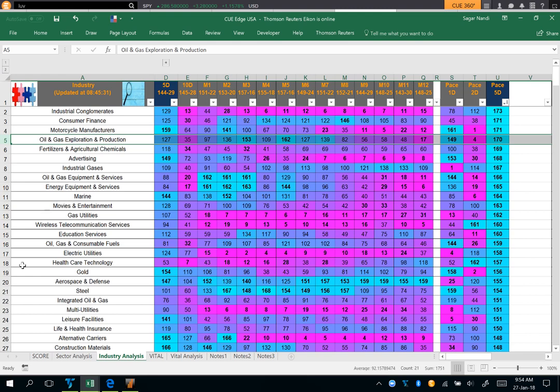On the other hand, healthcare technology. It was cyan a long time ago, but after that for many months it is magenta, weak. Over 5 days it is still magenta. However, when we look at the pace column, 5 days, it is very bright cyan. So it is accelerating fast. These are the times we may be able to catch the fundamentally strong stocks at a very low price, just as the industry is accelerating after lagging for a long time. That's how the acceleration helps us.